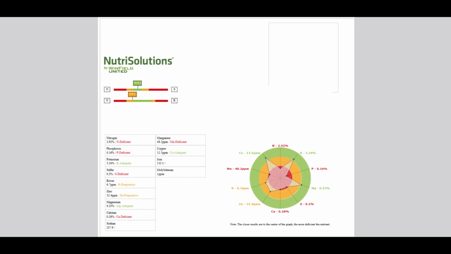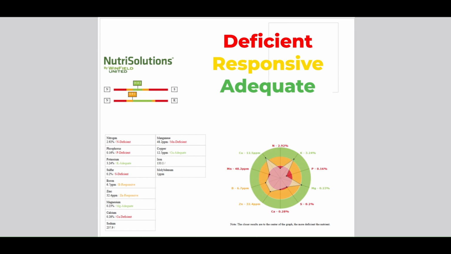Every nutrient on the report is also given a status, and understanding these labels makes the report much easier to read. Deficient, listed in red, means the plant does not have enough of that nutrient right now, so it's something that you'll want to address. Responsive, listed in yellow, means the level isn't critically low, but the crop is still likely to benefit if it's corrected. It's not urgent, but it's worth paying attention to. Adequate, listed in green, means everything is where it should be and no action is needed. And once you understand those three categories, you can quickly see where the crop needs the most attention.